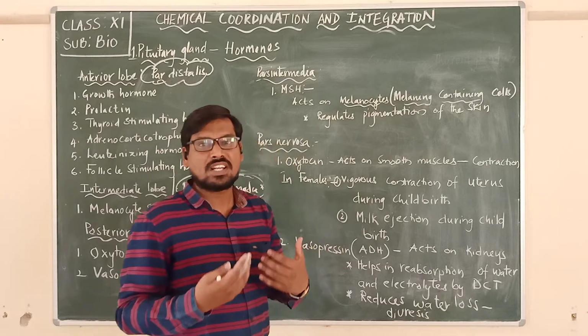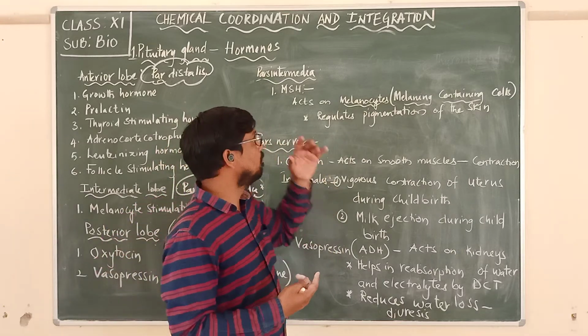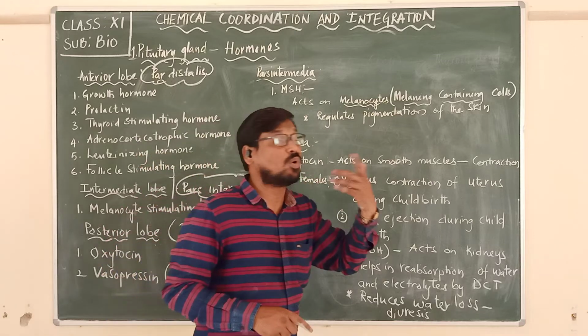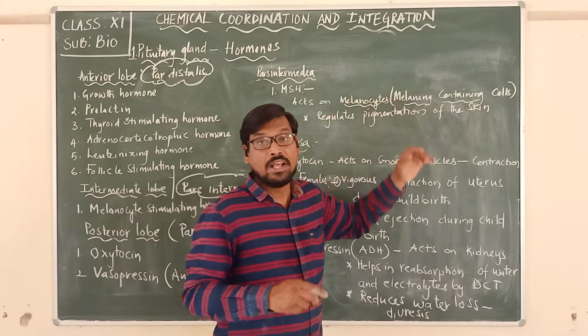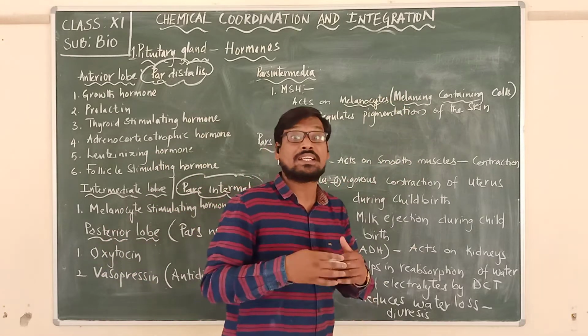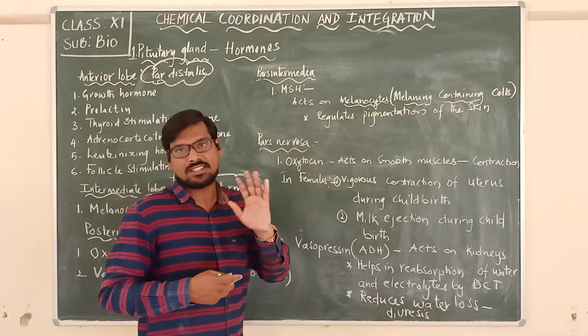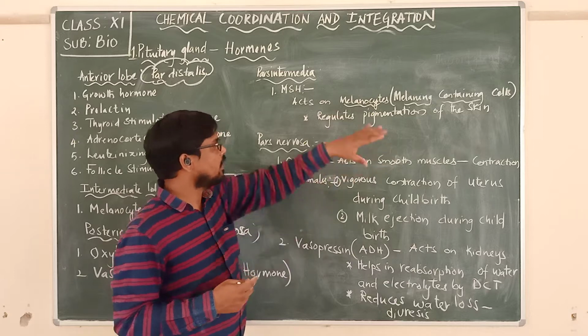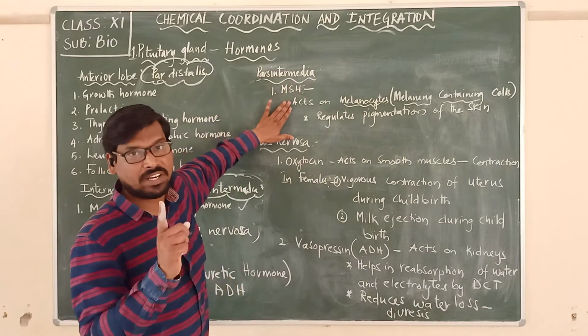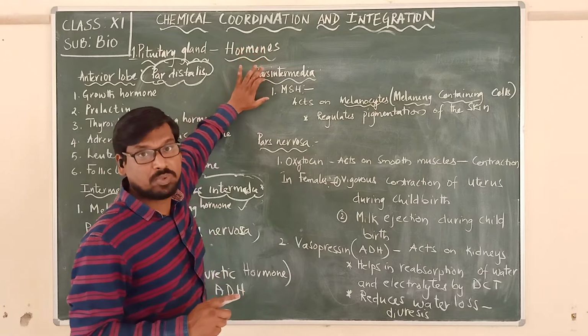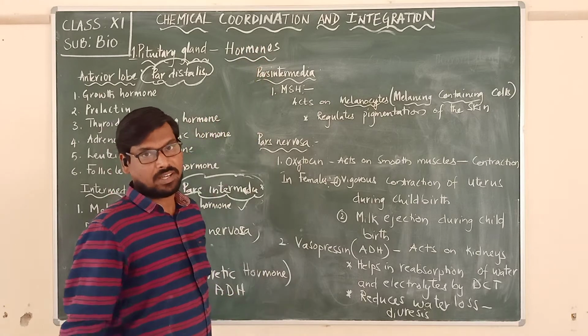The color of the skin is now under the control of which hormone? Melanocyte stimulating hormone. Because it stimulates the cells to produce more melanin. The more the melanin is produced, the darker is the color. The less the melanin, the lighter is the color of the skin, we say. So that is about the melanocyte stimulating hormone. This is the only one hormone produced from the intermediate lobe, which is called pars intermedia.